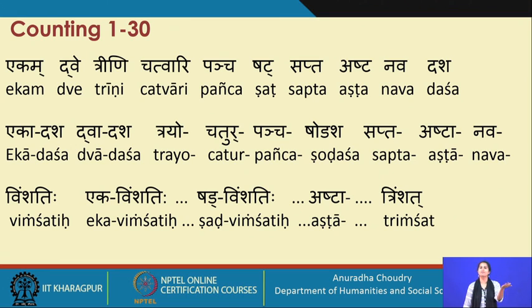Sometimes we also have this sound as Una Trimshat, which means 1 less than 30, or Una Vimshati, which means 1 less than 20. So instead of navadasha, you might get Una Vimshatihi. Similarly, instead of 29, which is Nava Vimshatihi, you might get Una Trimshat. So don't be surprised.